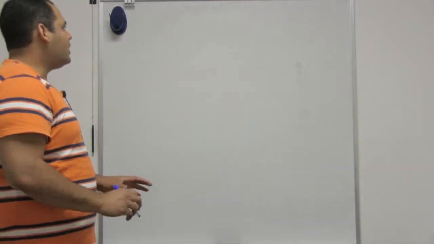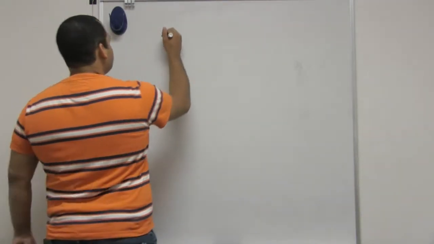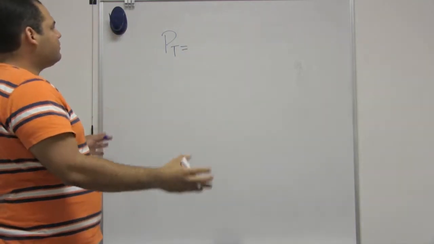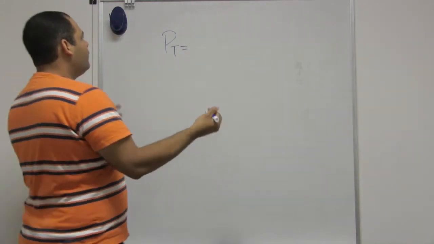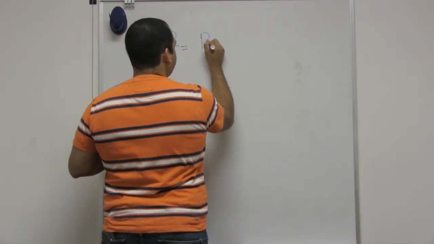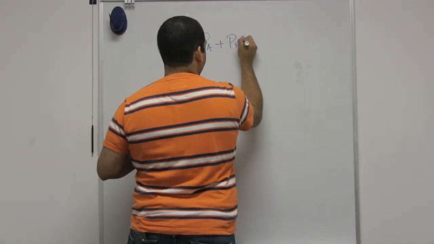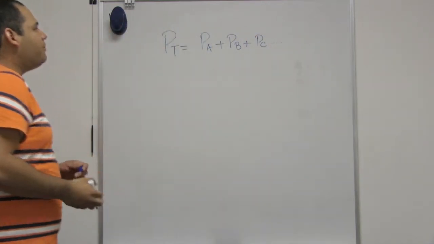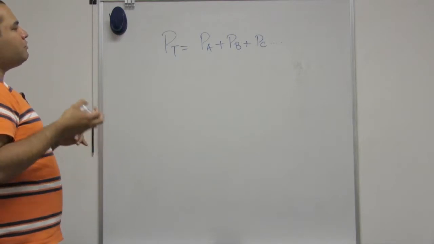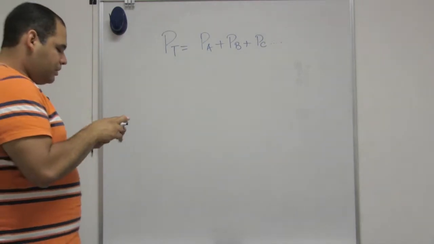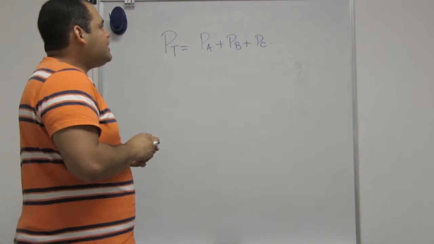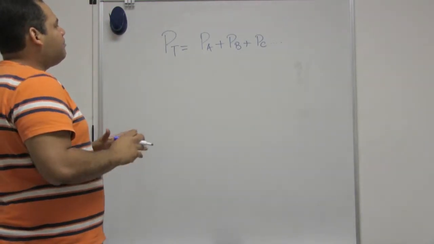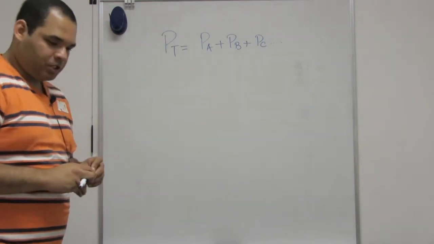So Dalton's law states that the total pressure in a specific volume or cylinder will be equal to the sum of the partial pressures, and so on and so forth. I call PA the partial pressure of my compound A, PB the partial pressure of my gas B, and PC the partial pressure of my gas C. If I add them up, I end up with the total pressure.